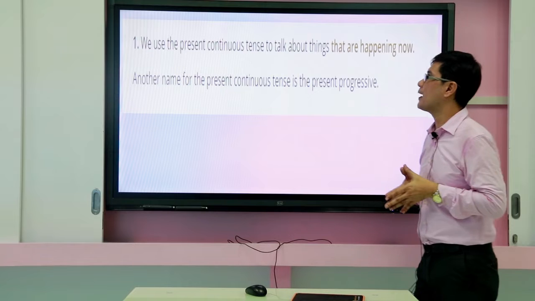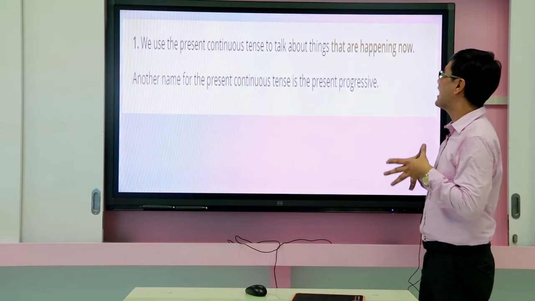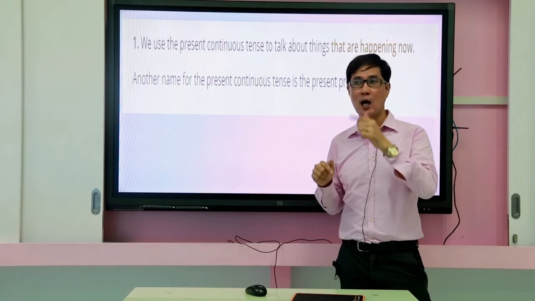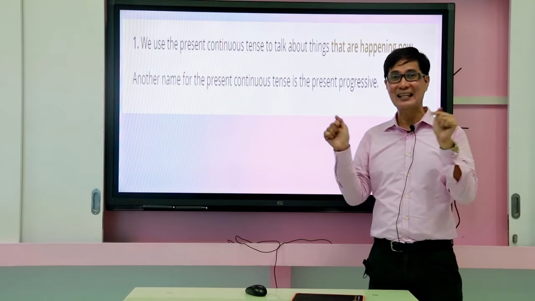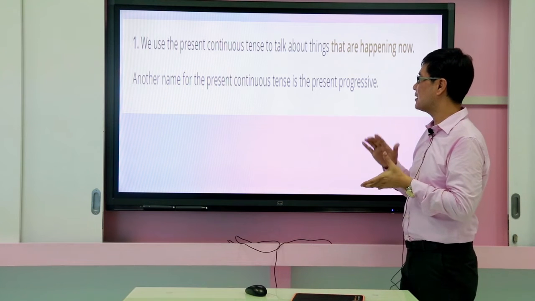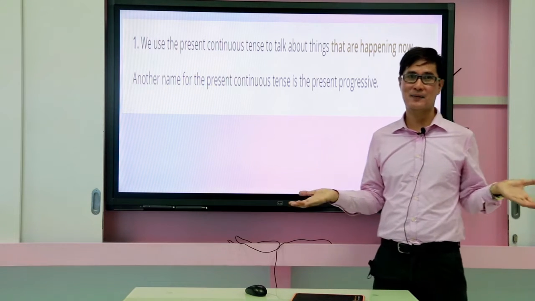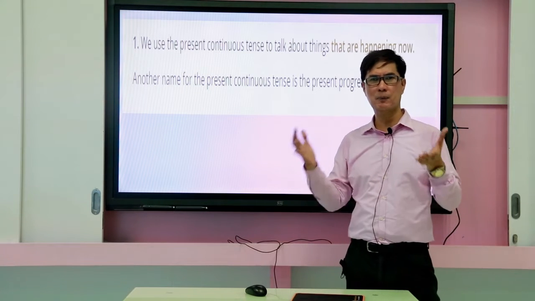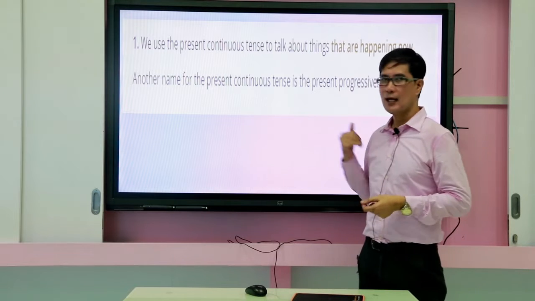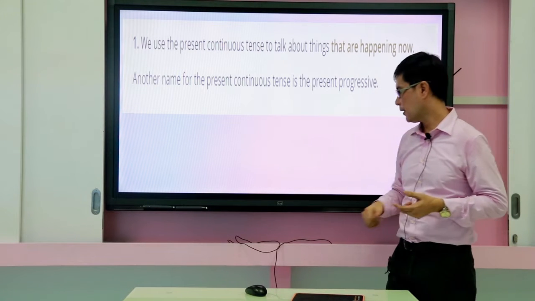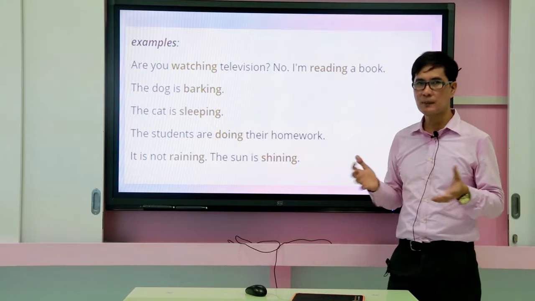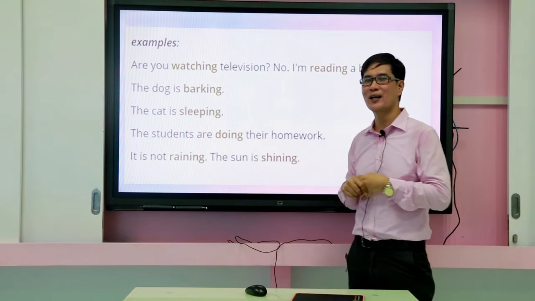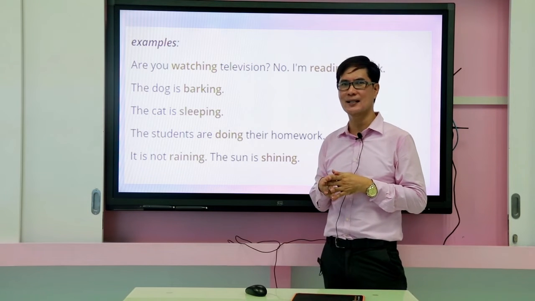We use the present continuous tense to talk about things that are happening right now, not for tomorrow, not yesterday, but now. Another name for the present continuous tense is the present progressive, as I said a while ago. So don't be confused if the teacher says we will be talking about the present progressive tense, because it's all the same. All right, following? We continue with some examples so you'll understand further the correct use of this tense.